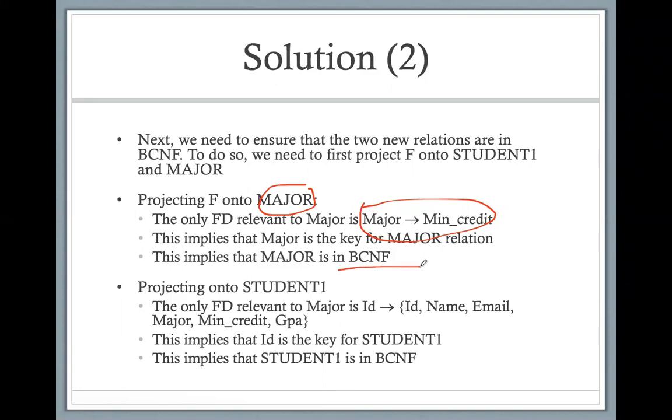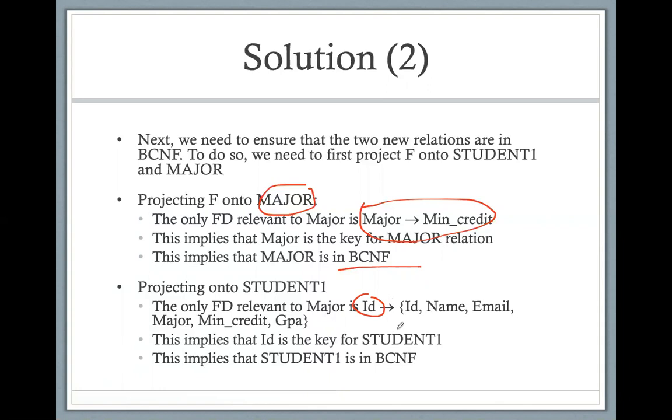Okay, what about student? I have the student one table, which contains all the attributes minus minimum credit. The only set of functional dependencies that is relevant is ID determines all the attributes: ID, name, email, major, minimum credit, and GPA. ID is hence a super key of the student one table, and so this implies that the table is in BCNF. So both tables are in BCNF, I'm done.